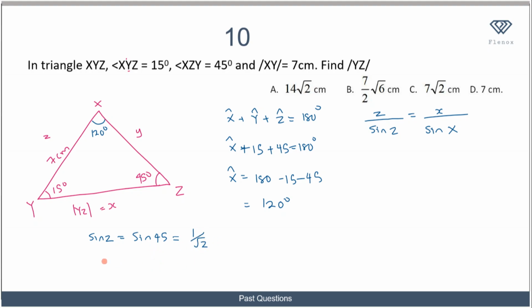So now let's try to evaluate the value of sine x. Our x is 120, so sine of 120. And if you remember, 120 lies in the second quadrant. So we can also write it as sine of 180 minus theta. That is equal to sine of 180 minus 120, which is sine of 60. And we know that the sine of 60 is root 3 over 2. So we can substitute it here.